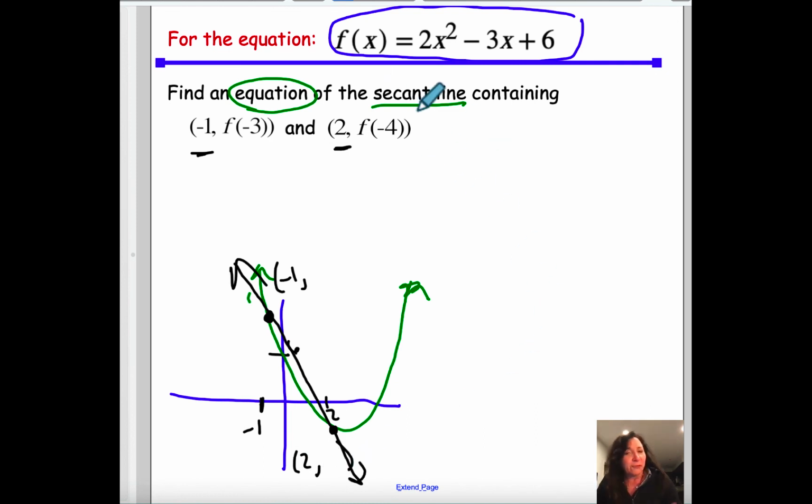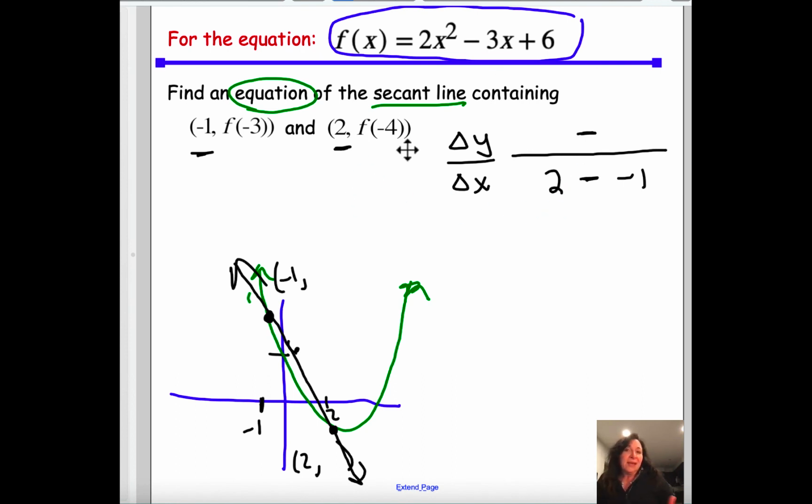So remember, the first thing we're going to do is find the slope, right? The slope is going to be subtract my y's, change in y over the change in x. If I subtract my x's, and I like to go right minus left, I'm going to go 2 minus -1. On the numerator, right minus left, which is basically f of -4 subtract f of -3. But I don't know what those values are. I actually have to plug them into my equation.